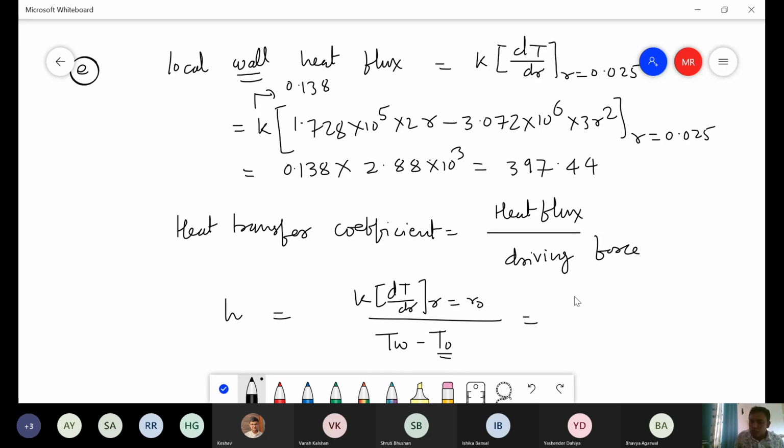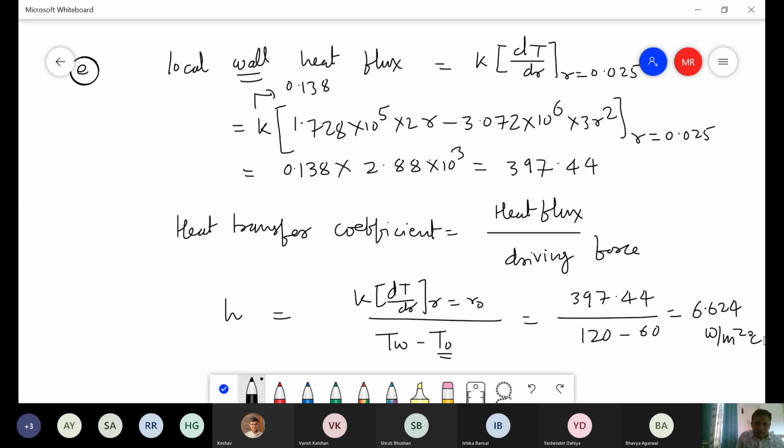Okay, so in this case, we know all the values. We have calculated all the values so far. So this becomes 397.44 divided by Tw, which we have already calculated, that is 120 minus 60. So calculate this H. So what is the value of H? Anybody? So 6.624 watt per meter square degree Celsius. So this is the unit. Okay.